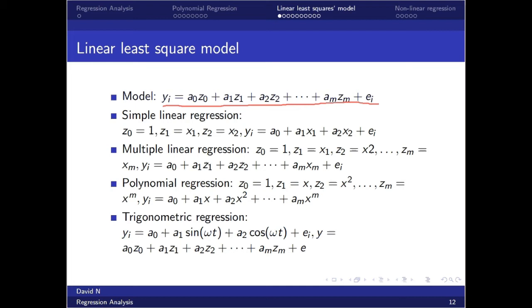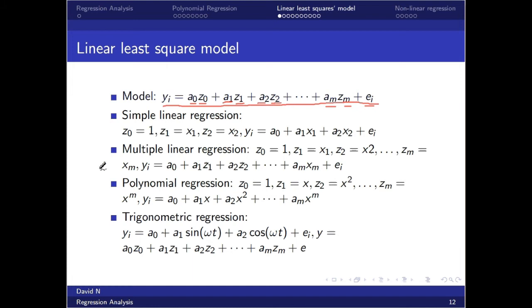where the dependent variable at the ith data point is represented by the product of A0, the model coefficient, with Z0. Z0 is the independent variable. A1 is the model coefficient, Z1 is another independent variable. We have A2, the model coefficient, multiplied with Z2, and then we have terms until AM multiplied with ZM, and then Ei is the error term.